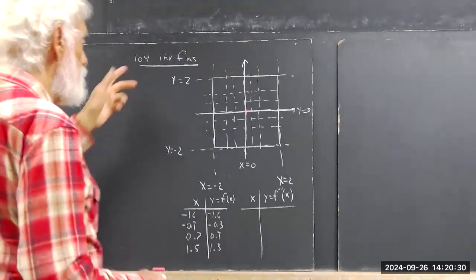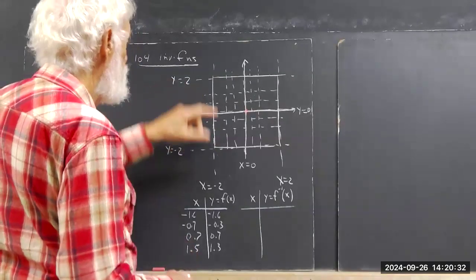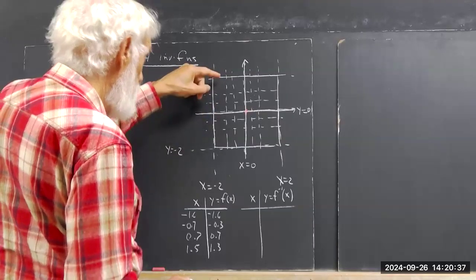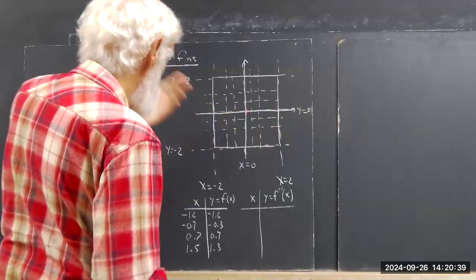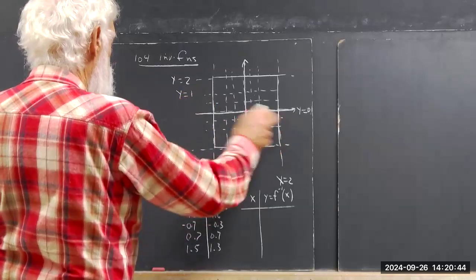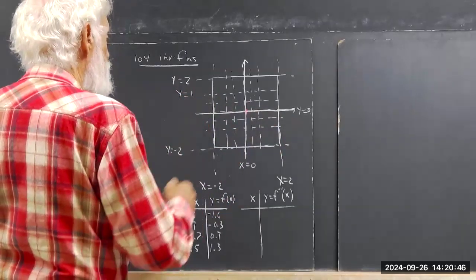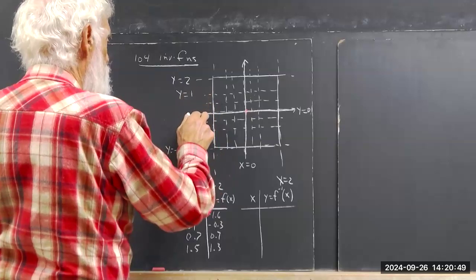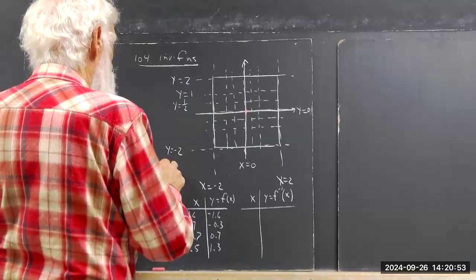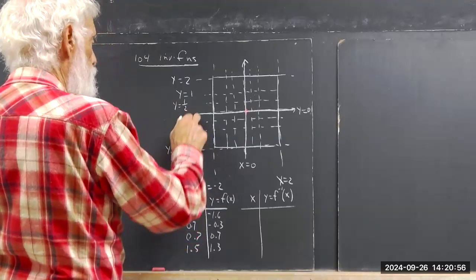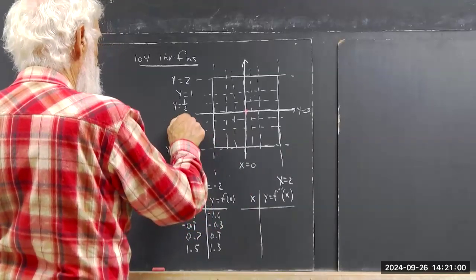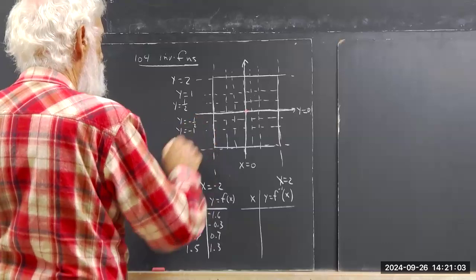We easily label the lines halfway between the middle and the upper edge. The one halfway between is, of course, y equals 1. And then the one halfway between y equals 1 and y equals 0 is obviously y equals 1/2. Then halfway between y equals -2 and y equals 0, it's this line, y equals -1. And here it's y equals -1/2.